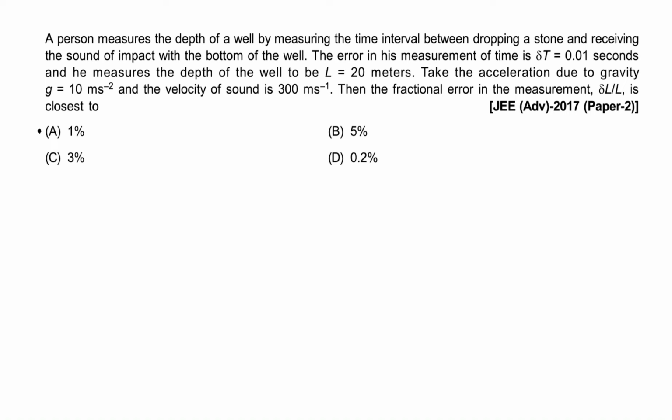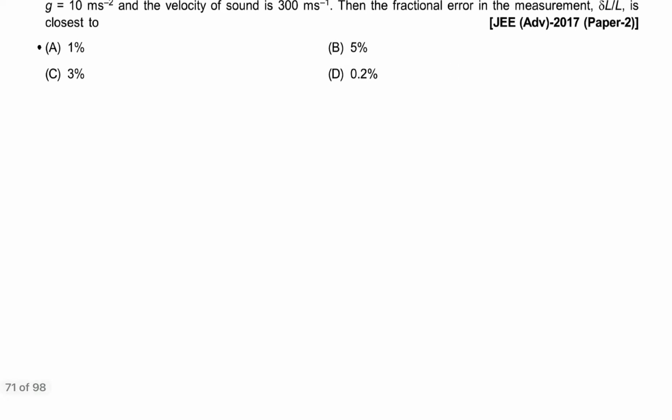measuring the time interval between dropping a stone and receiving the sound of impact with the bottom of the well. The error in measurement of the time, delta T, is 0.01 seconds, and he measured the depth of the well to be L equal to 20 meters. Take the acceleration due to gravity g equal to 10 meter per second square and the velocity of sound is 300 meter per second. Then the fractional error in measurement, delta L by L, is closest to what?